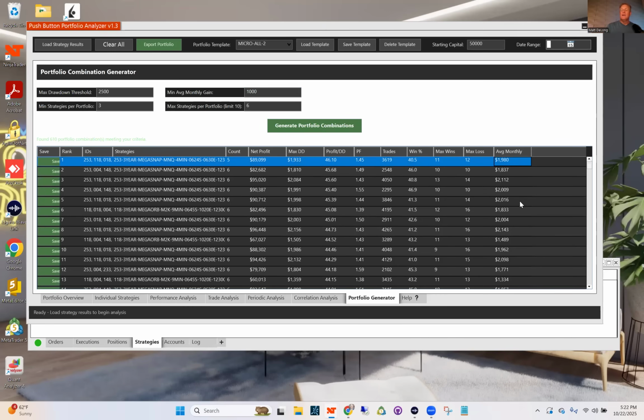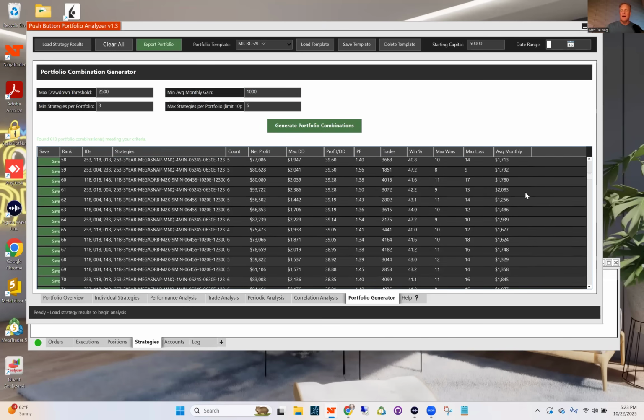Now here on the right, you'll see that every single one of these meets our criteria. Some of them go over into 2,000 and plus. And then our net profit and then our drawdown, right? So we're only allowed to lose 2,500. We've got to make at least 3,000. So all of these far surpass our minimum requirements, correct?